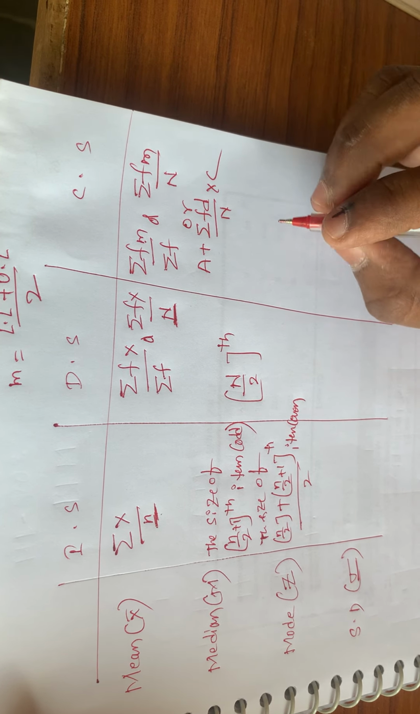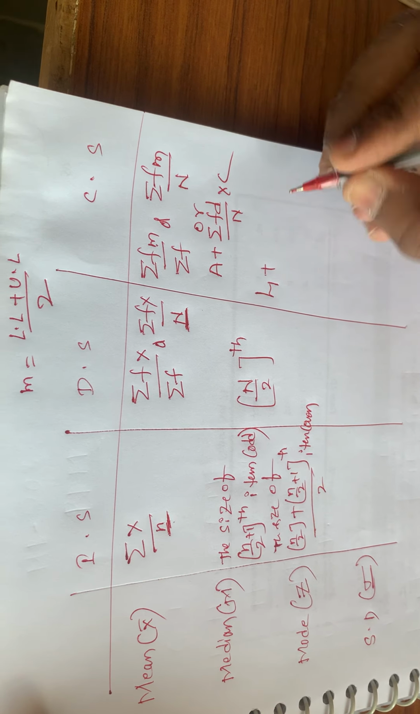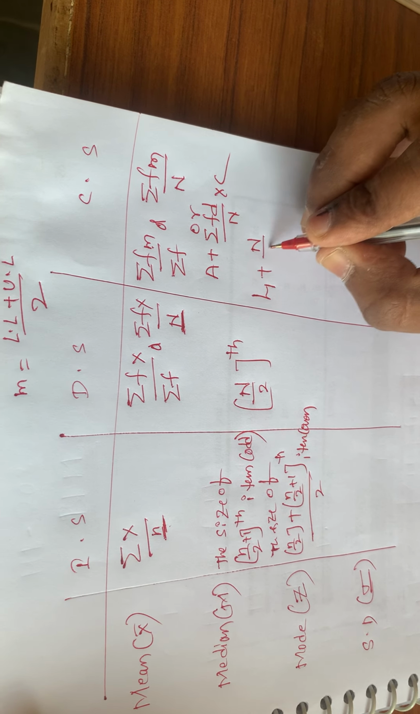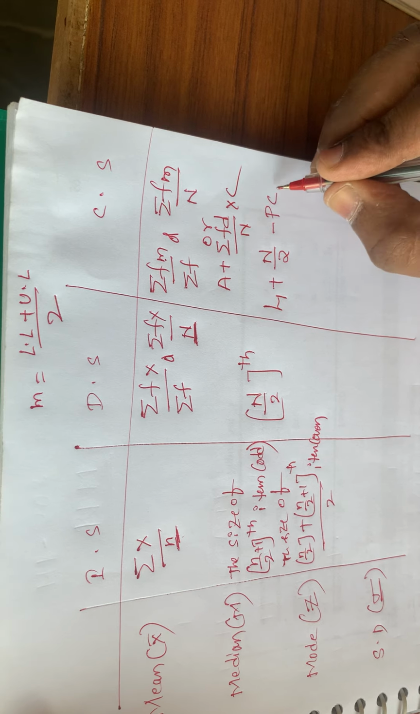Now coming to continuous series, L1, that means lower limit, plus n by 2 minus PCF.